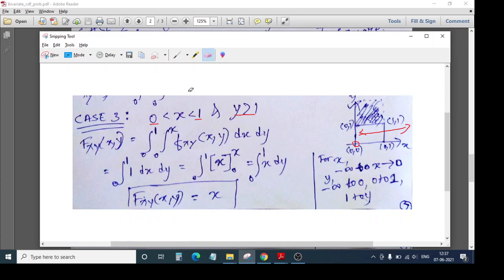Next, what is the other side? x is less than 1. That means we had taken this much, we went outside, so we need to cut it off and say that it is in this region. So I'll just erase this thing, and that means my x range is now in this strip.